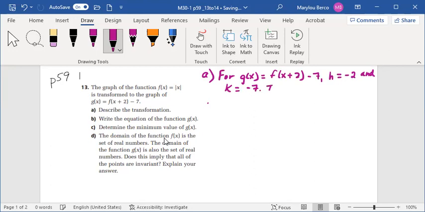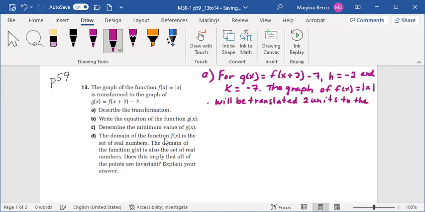The graph of f of x equals the absolute value of x will be translated two units to the left and 7 units down.